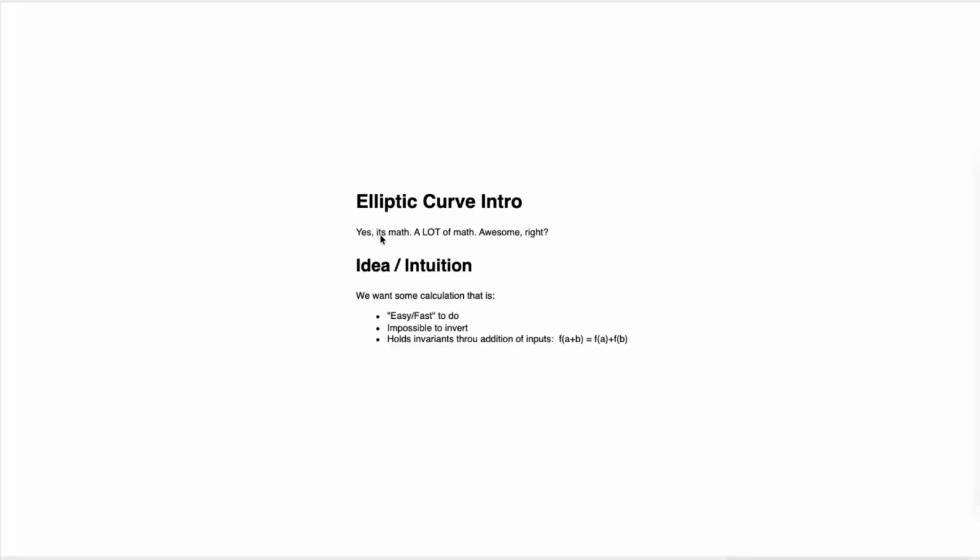Awesome, I hope. For me, it's awesome. Let's talk about it. What do we want? So why do we look for elliptic curves, and what's the overall goal? The overall goal is to have something that we can easily calculate. So it's easy and fast to calculate, but it will be impossible to invert. And it holds those properties of invariance through inputs, so the addition of inputs. So if we do the calculation on the sum of two numbers, it should be the same output as if we do the calculation independently and then sum it up.